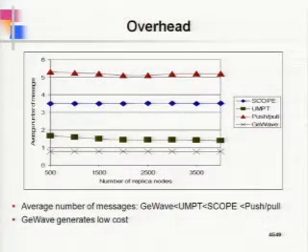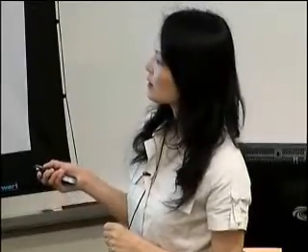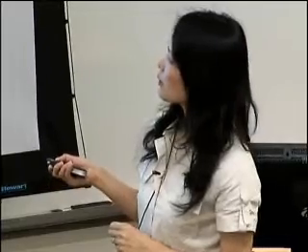Overhead, sorry, the letters may not be clear. This is the average number of messages, and the x-axis means the number of replica nodes. From this figure, we can see GeWave leads to much less overhead than others. The number of messages also includes the messages for structure maintenance. GeWave does not need maintenance, and these two methods need maintenance. And push and pull, we understand, message spreading must generate a lot more messages than others. So from this figure, we can conclude that GeWave generates much lower cost than other methods.